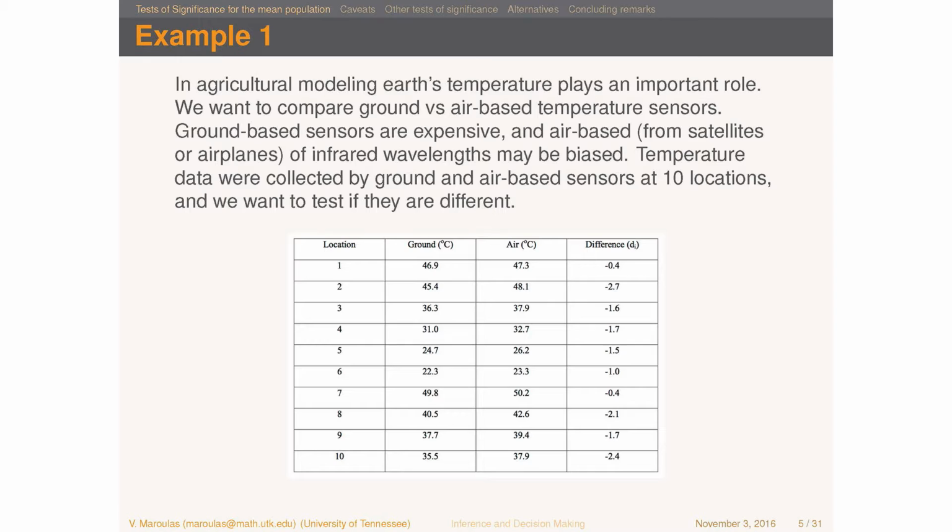Okay, so basically, temperature, I understand, plays an important role, and then there are two ways to measure temperature, perhaps with ground sensors and air-based measurements. Okay, so the ground sensors are quite expensive, and that's what I read on Wikipedia. Okay, and the air-based infrared wavelengths may be biased. Okay, so you go ahead, you get these 10 data points which I found online.